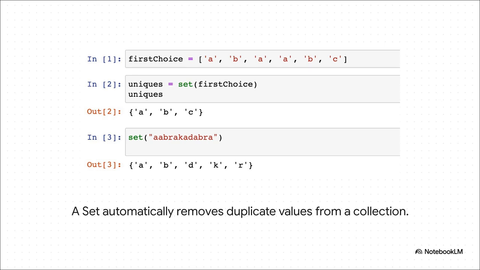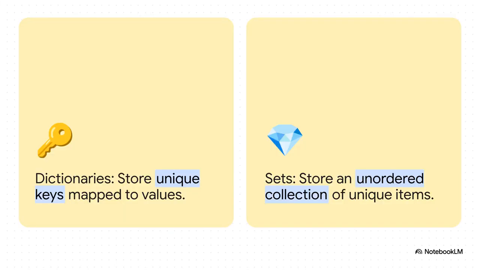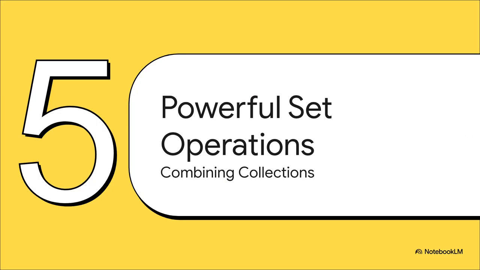It's automatic. So this really clarifies the key difference, right? Dictionaries are all about that mapping, unique keys pointing to values. Sets are way simpler. They're just an unordered bag of unique items. A good way to think about it is like a dictionary that only has keys. But the real magic of sets, where they truly shine, is with their built-in methods for comparing and combining different collections. I'm talking about a whole suite of mathematical operations that are incredibly fast and super useful for data analysis. We're going to look at a couple of the most common ones right now.